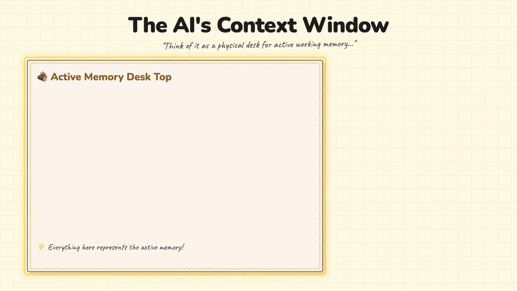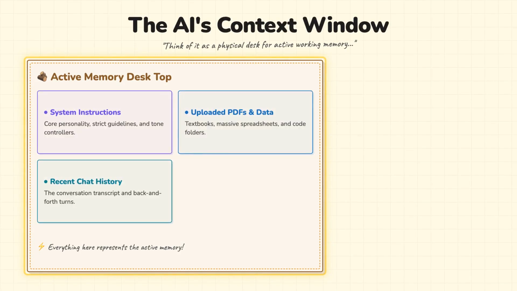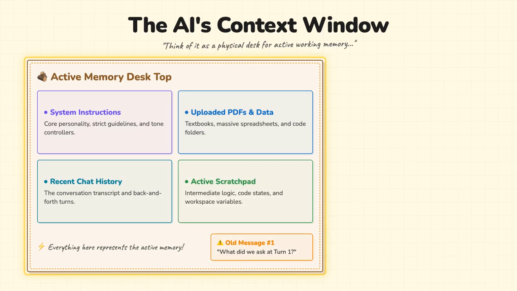Next up is context, which is the AI's active workspace. Picture your physical desk while you're doing your homework. You've got your textbooks open, your notes laid out, a calculator on the side, and your assignment sheet right in the middle. Everything on that desk represents your active working memory.